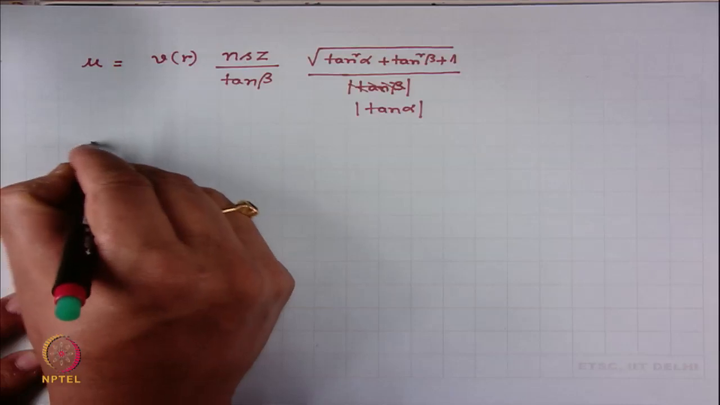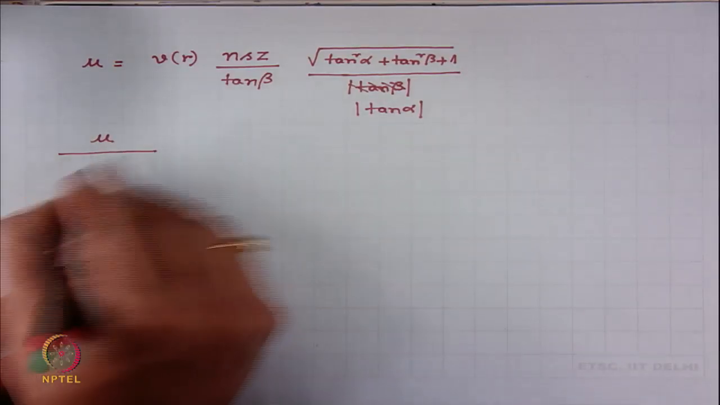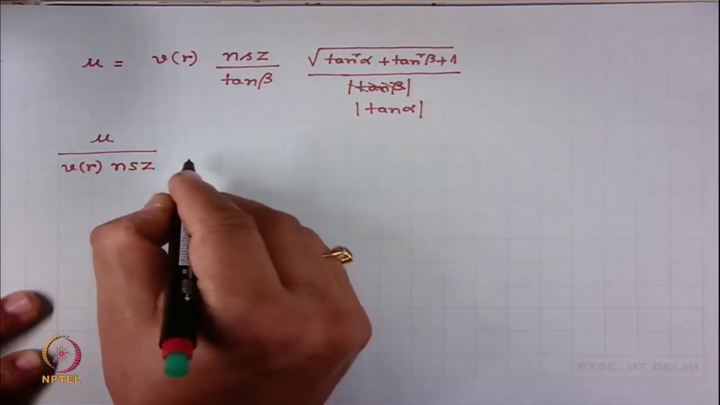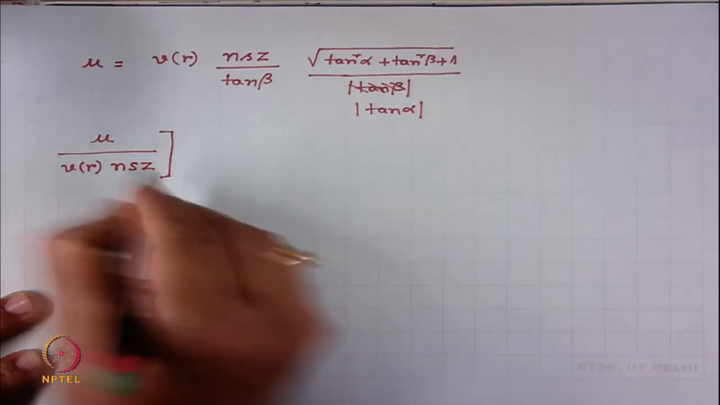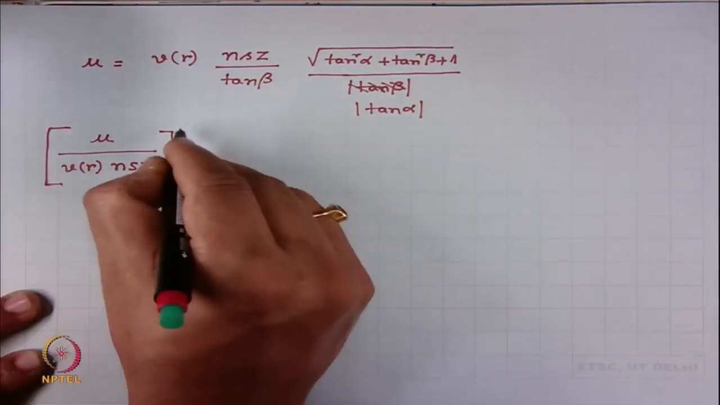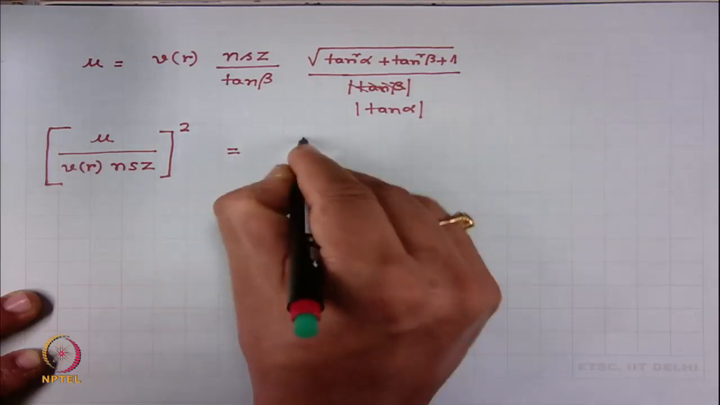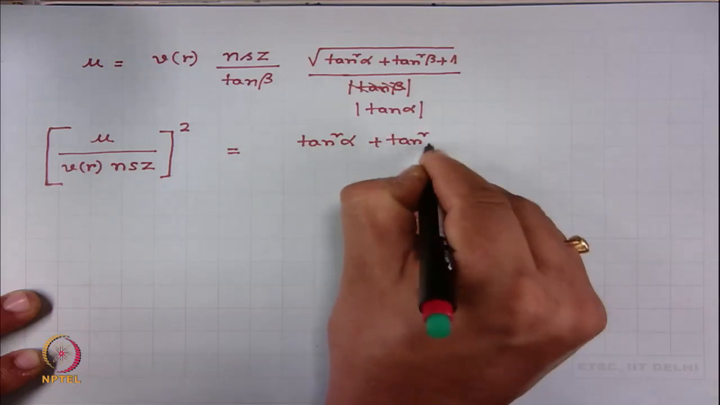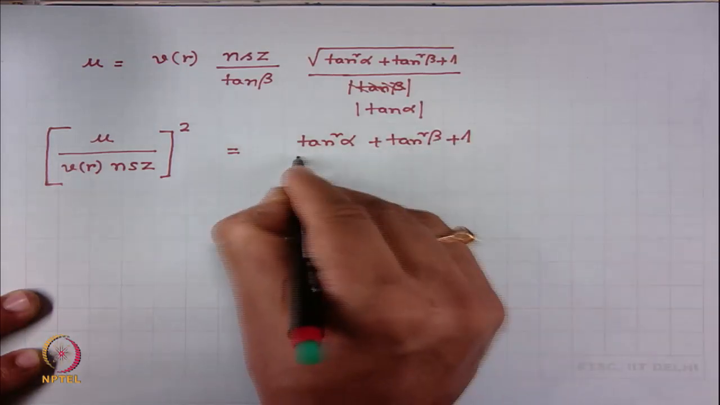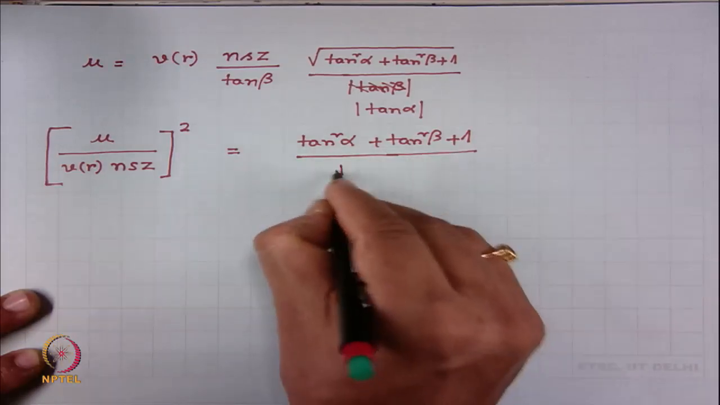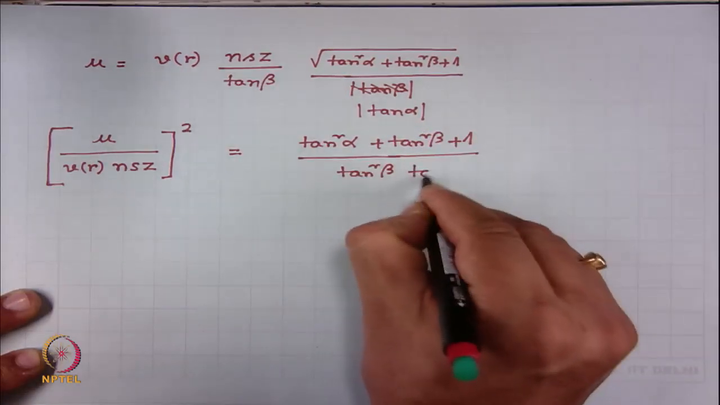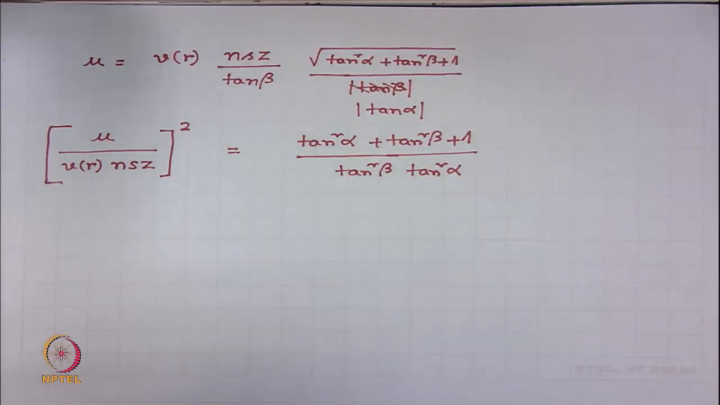So, mu divided by nu r n s z square is equal to tan square alpha, tan square beta plus 1, tan square beta. Absolute value always will be a positive quantity, then it is positive, tan square alpha.